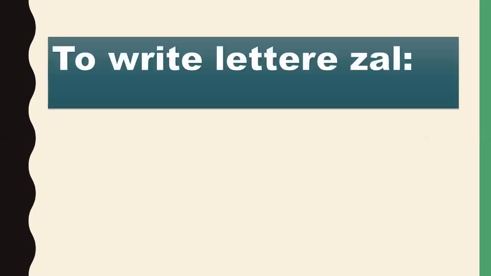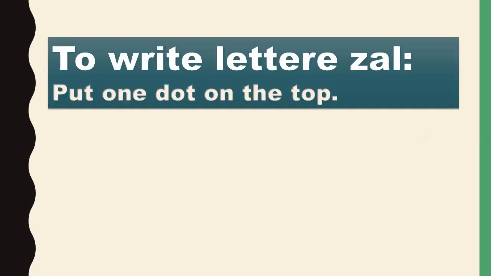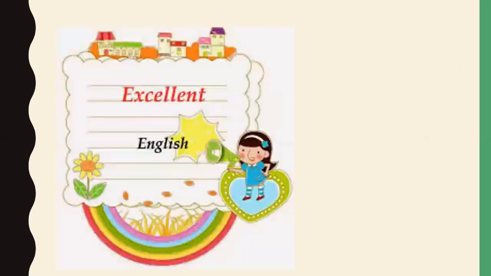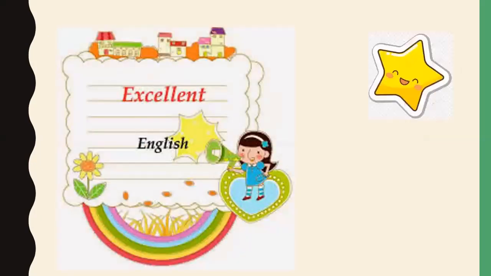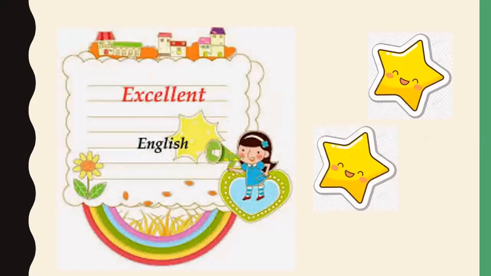To write letter Zal, put one dot on the top. Please repeat after me, Zal, Zal. Please write Dal and Zal. Did you finish? Excellent. I will give you a star. Two stars. Very good.